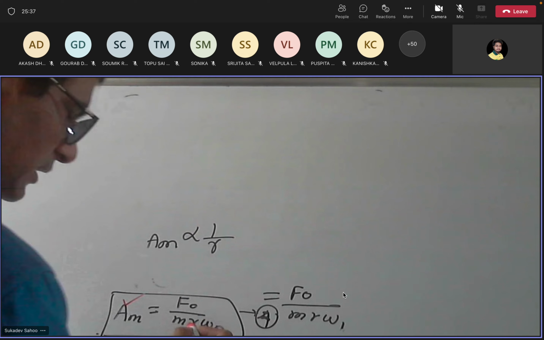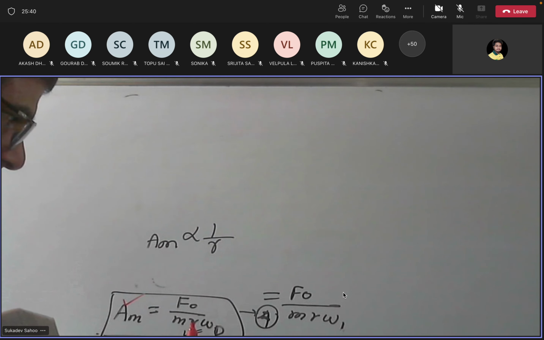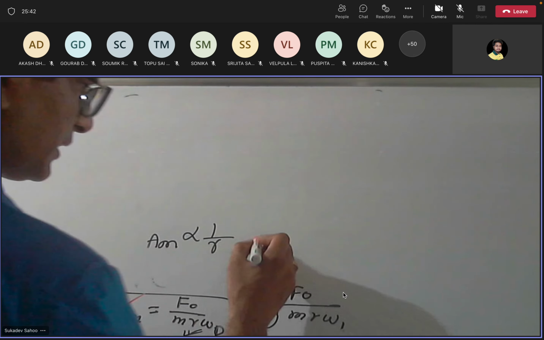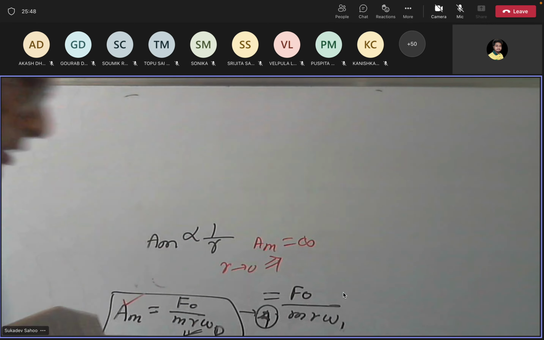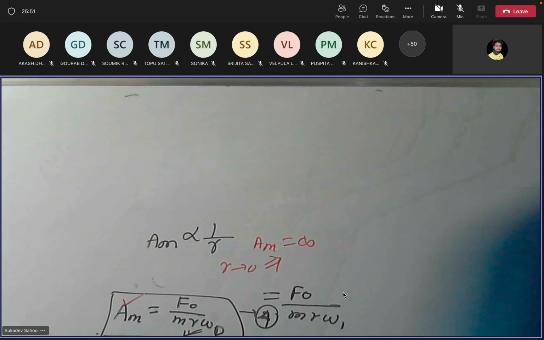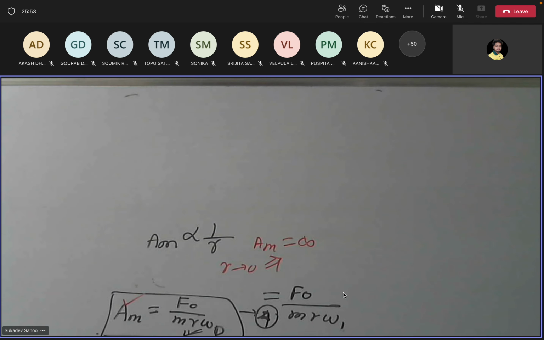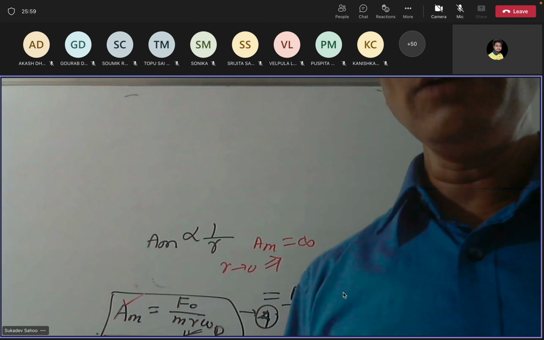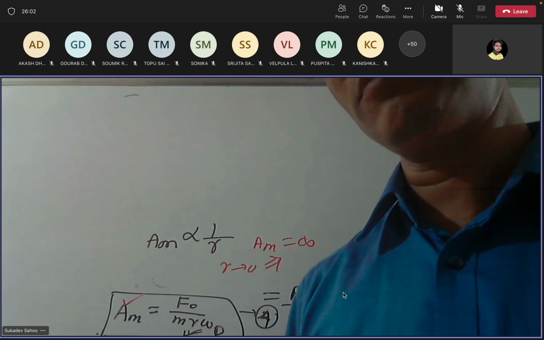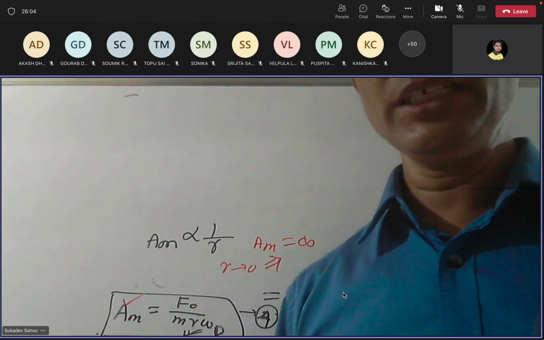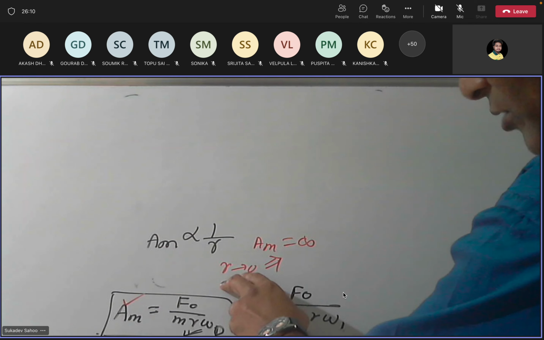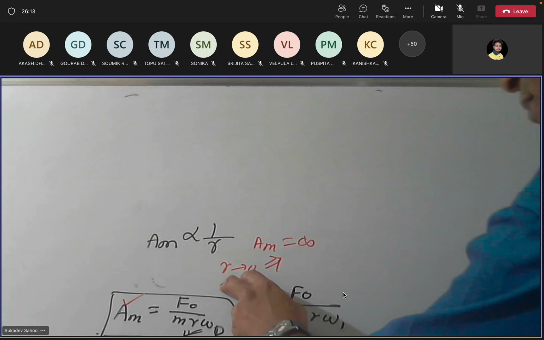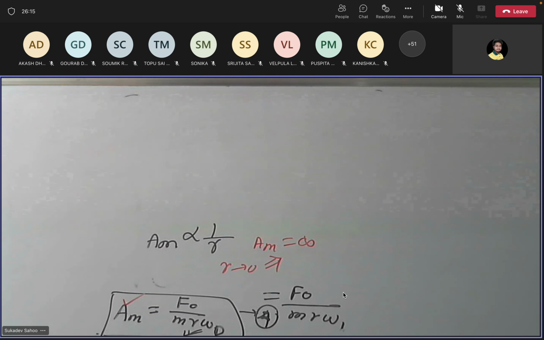Now theoretically, if gamma equals 0, then A_M will be infinite, but practically it is not possible. That means in every system there is some damping. Already we have discussed damped oscillation. Even without applying any external periodic force, there is some damping, due to friction or radiation, etc. That is why experimentally gamma is not equal to 0. But theoretically, if you take gamma equal to 0, then the maximum amplitude will be infinity.